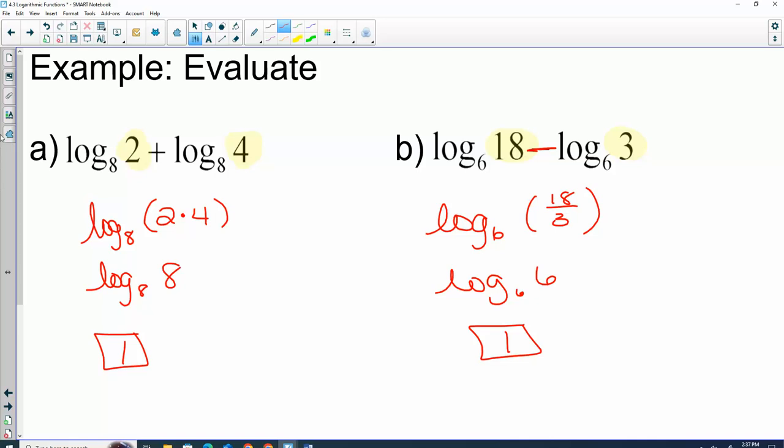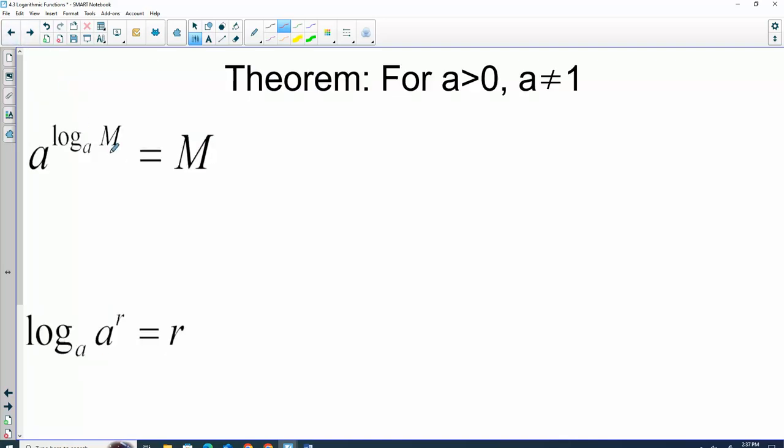Final two properties for today. We said yesterday that the logs and the exponentials are inverses of each other. Remember, inverses cancel one another out. So if we have both a log and an exponential, they cancel one another. So a to the log base a of m power equals m. And log base a of a to the r equals r.